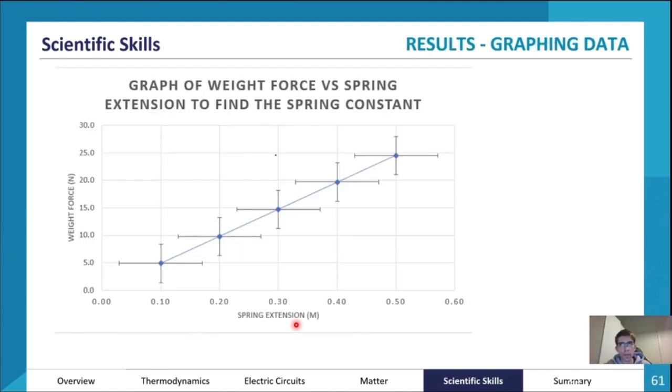Also, with graphs, you also need to draw some graphs. Please include the titles, the uncertainty bars, and the units.